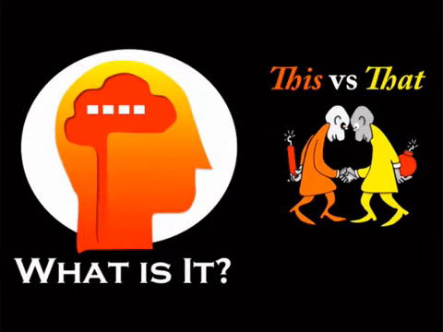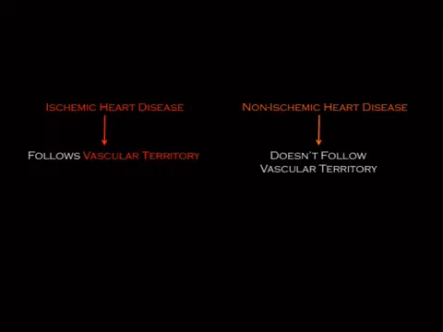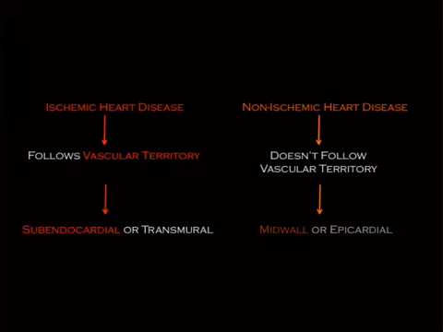So in general, for looking at these patterns and understanding them, there's two flavors that things come in. They come in either ischemic or non-ischemic. Ischemic processes are going to follow a specific vascular territory. Non-ischemics are not. Ischemic processes are going to be either subendocardial or transmural, and non-ischemic is not.